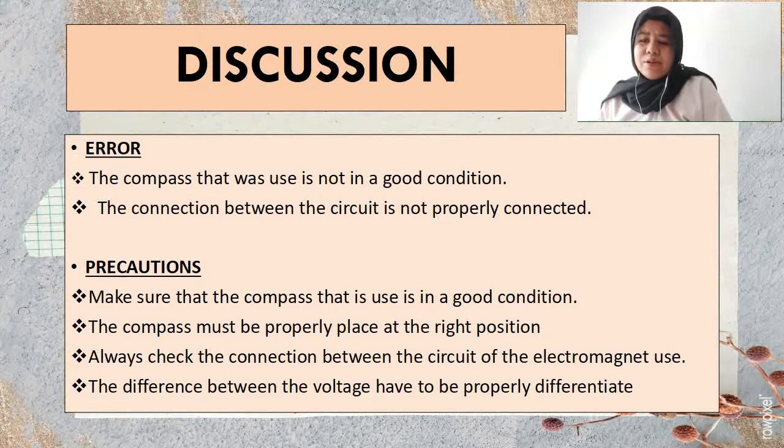By looking at the errors, we must take some precautions every time we do an experiment. Firstly, we must make sure that the compass used is in good condition. The compass must be properly placed at the right position. Always check the connection of the circuit of the electromagnet used. And lastly, the difference between the voltages has to be properly differentiated. All of these precautions must be taken seriously in order for us to have an accurate result.